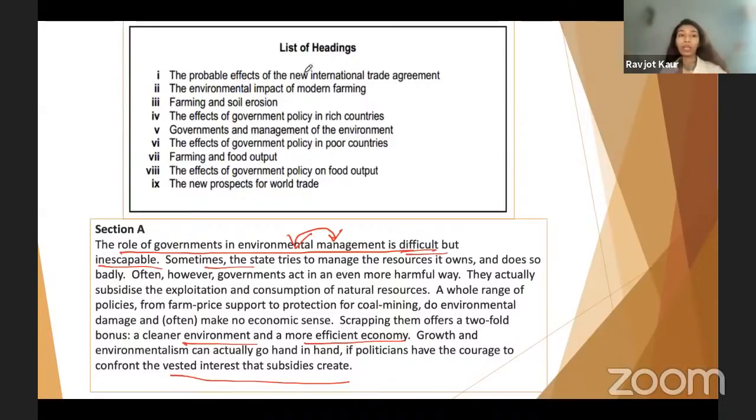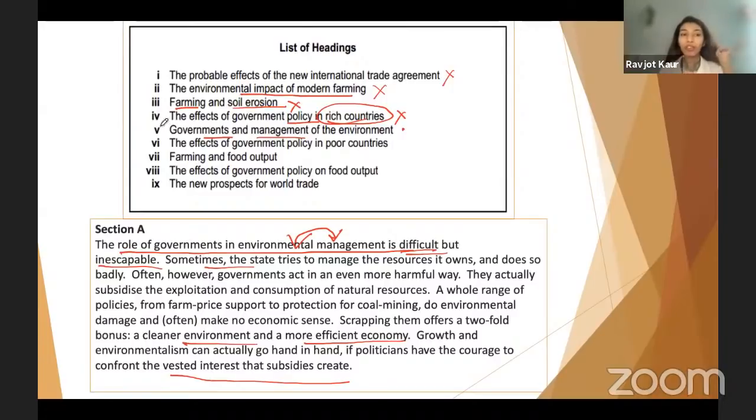The probable effects of the new international trade agreement, does this paragraph talk about it? No, it doesn't. Does it talk about the environmental impact of modern farming? No. Is it talking about farming and soil erosion? Nothing about it. Effects of government policy in rich countries not mentioned anywhere. Governments and management of the environment, this we can keep because that relates to the paragraph. So this way you're going to eliminate one by one and keep the important one.